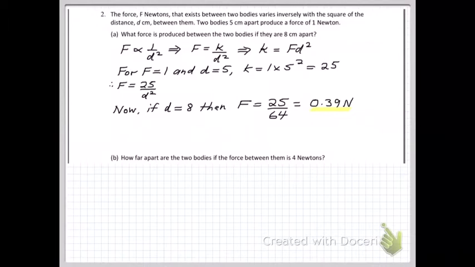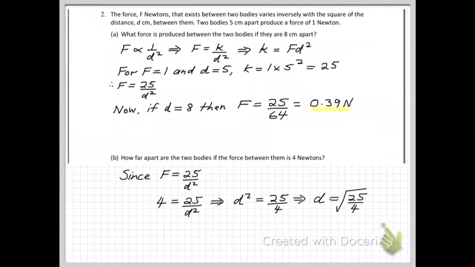Part B. Now we're told the force, and we can use our equation to work out how far apart the two bodies are. Since we know that F equals 25 over d squared, if F equals 4, we can rearrange that equation to give d squared equals 25 divided by 4. So we take the square root of that and we get 2.5 centimetres.